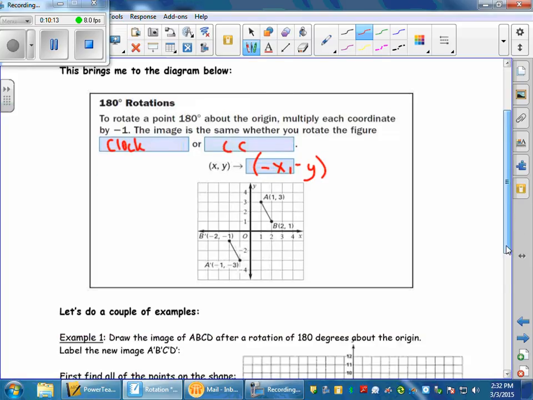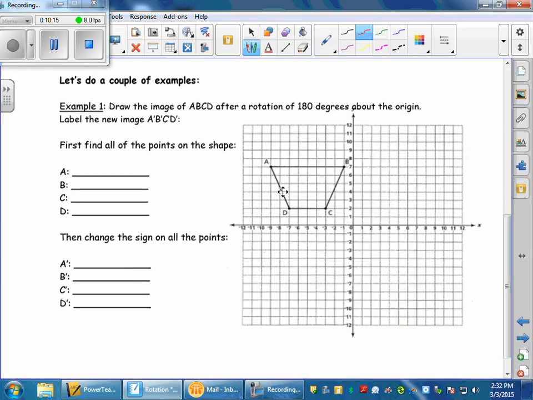Okay? So let's do it here. Let's rotate this thing 180 degrees. So what you should do first is figure out what the coordinates are. So for A, I have negative 9, comma 7. For B, I have negative 1, comma 7. For C, I have negative 3, comma 2. And then for D, I have negative 7, comma 2.